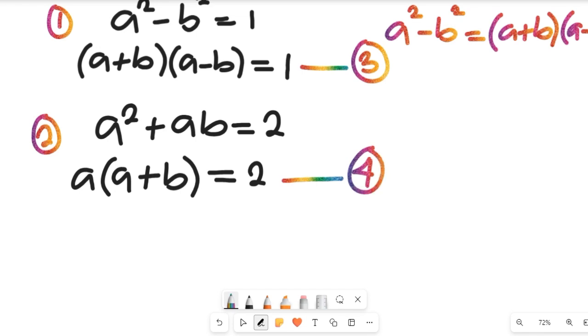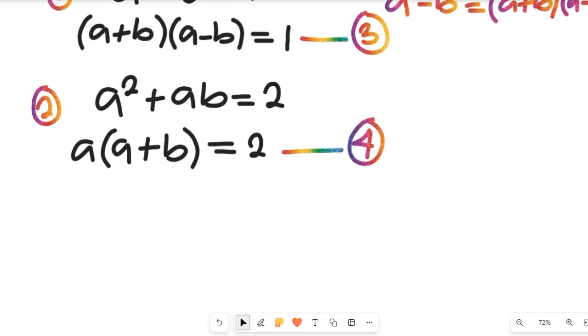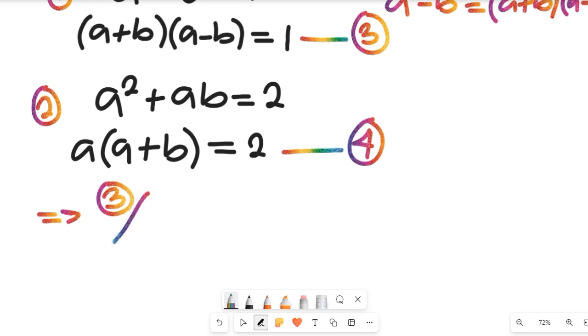Now, having gotten to this point, I want us to look at something. We have equation 3 and we have equation 4. Now, let's divide equation 3 by equation 4. So, the equation we are going to arrive at is equation 3 divided by equation 4. Now, if we divide equation 3 by equation 4, what are we going to get?